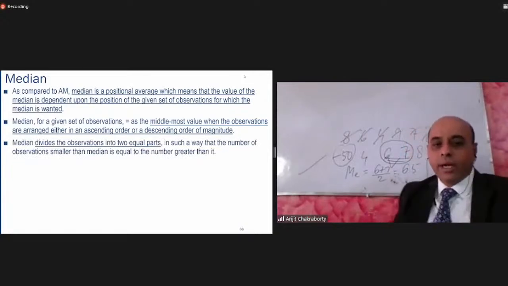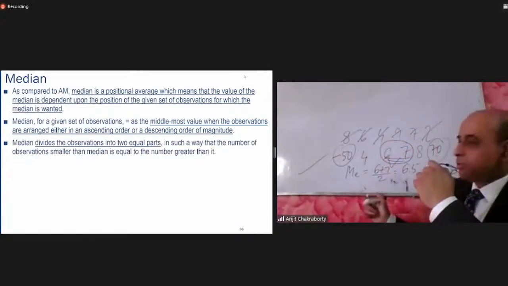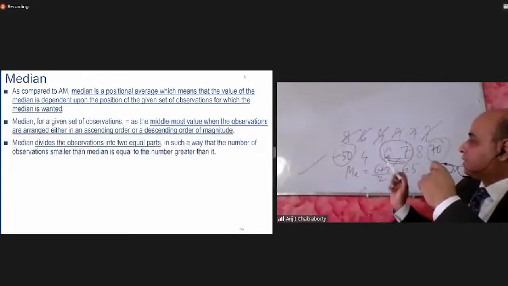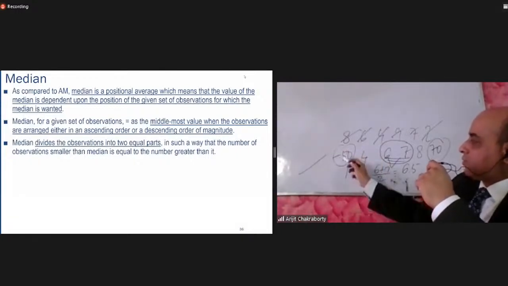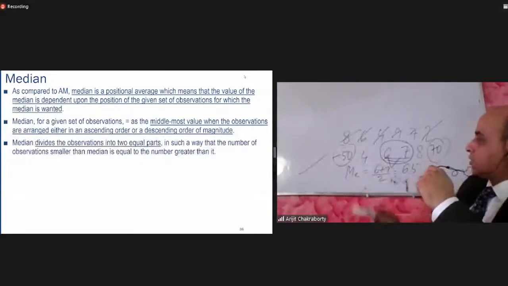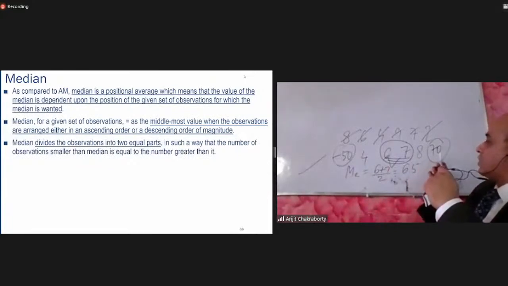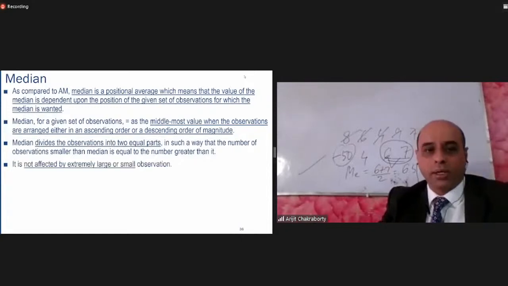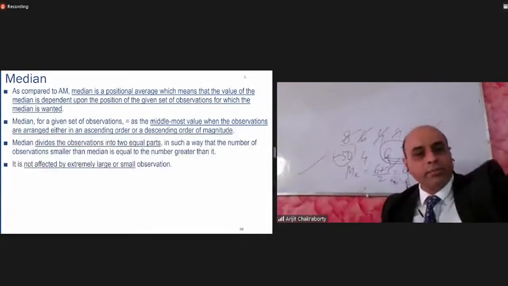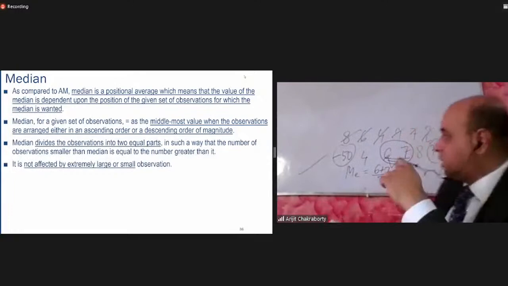So median divides the observations into two parts. I hope you will agree. Like 6 and 7 are these two median values. So it divides the observations into two parts. Left hand side we have taken minus 40, 50 and 4. Right hand side we have taken 8 and 70. So it is always dividing it into two parts. Not affected by extremely large or small observation. I think you can easily understand now.